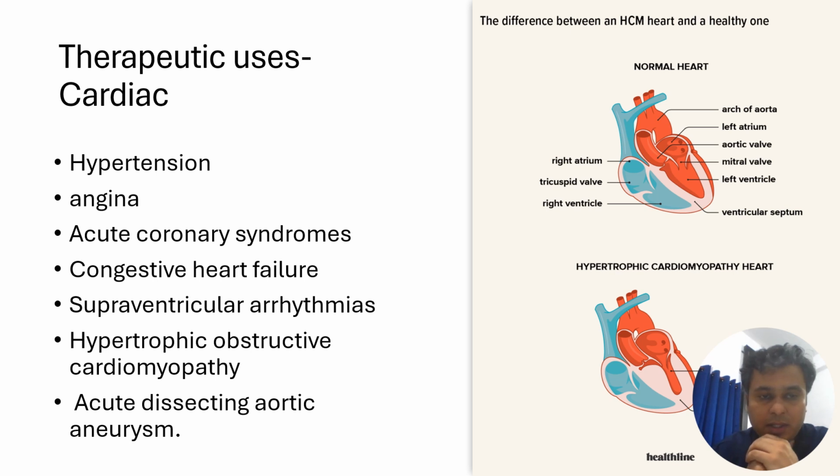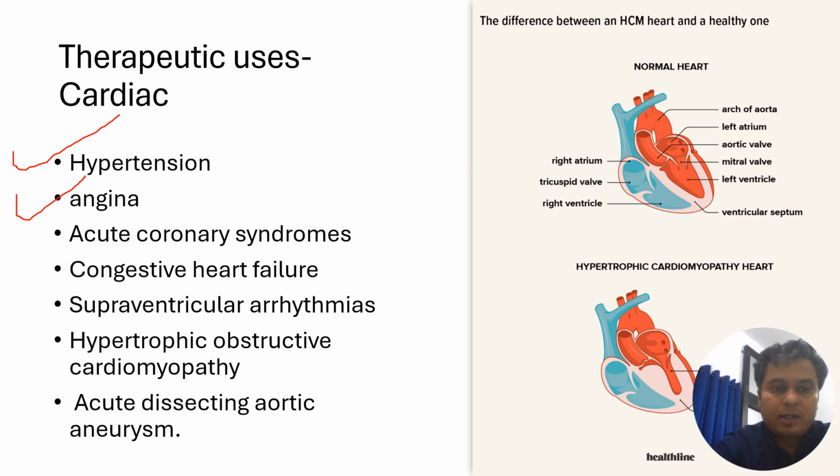Okay, so therapeutic uses of beta blockers. The most common uses that we'll encounter of beta blockers are the cardiac uses. So cardiac uses, we have discussed that beta blockers have an antihypertensive property. Beta blockers can be used in angina because they decrease the oxygen demand.